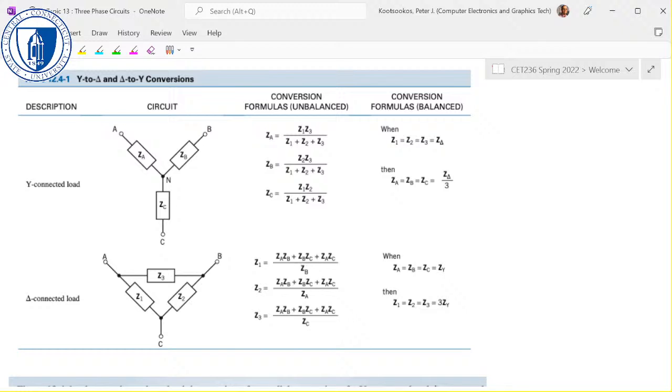If all of the impedances are equal, then you get the balanced formulation. Right? In that case, the Y impedances are all just 1/3 of the delta impedances, or conversely, the delta impedances are 3 times the Y impedances, but only if they're balanced. Right? You have to have everything balanced, otherwise you've got to use the unbalanced formulation.